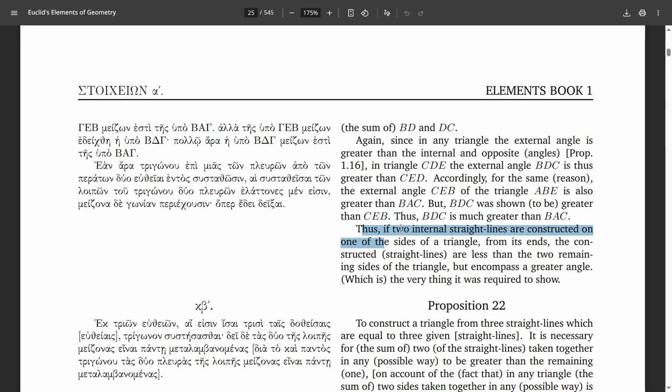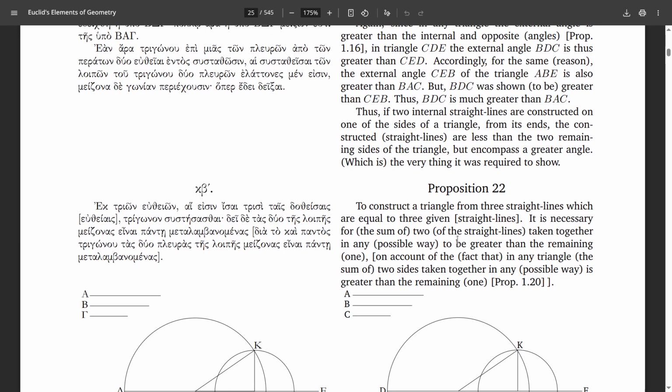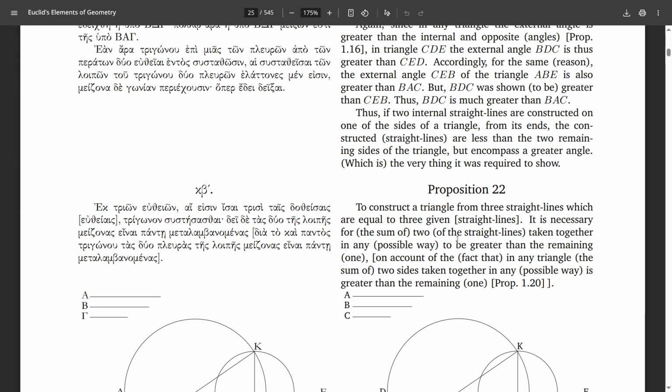And so it follows that if two internal straight lines are constructed on one of the sides of a triangle from its ends, the constructed straight lines are less than the two remaining sides of the triangle, but encompass a greater angle, which is the very thing we were trying to show. It's an interesting one from that approach. How do I approach this differently?